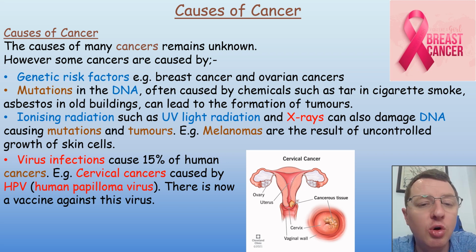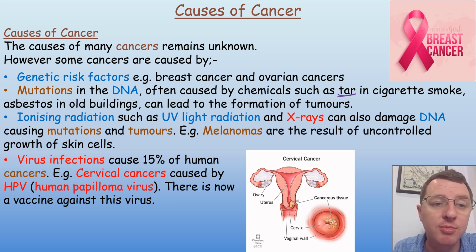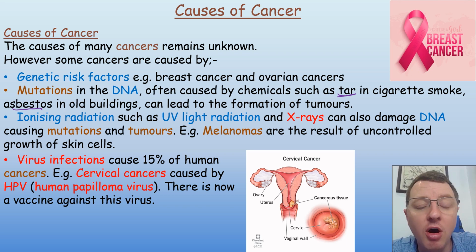So what are the causes of cancer? Well, the causes of many cancers remain unknown. However, some cancers are caused by genetic risk factors, for example, breast cancer and ovarian cancers. Mutations in the DNA are often caused by chemicals such as tar in cigarette smoke and asbestos in old buildings. These are carcinogens and they can lead to the formation of tumours.